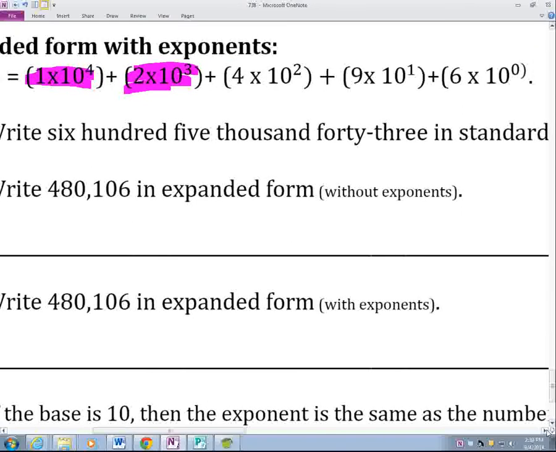Okay, then we have 6 times 10 to the 0. If you multiply 10 by itself 0 times, you have the number 1. Because you have an integer, you're doing something to it. But if you multiply it by itself 0 times, not multiply by 0, because that becomes 0, it becomes just that integer.